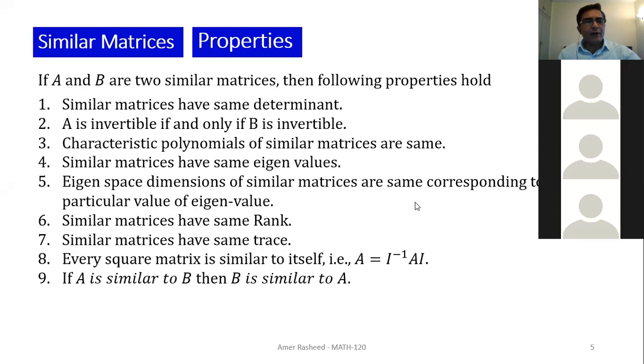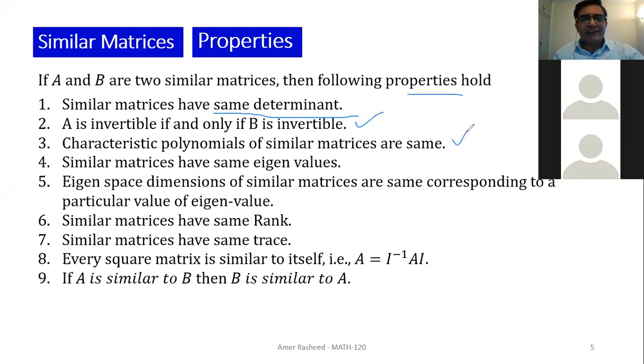There are other properties which similar matrices have in common. For example, if we have two matrices A and B which are similar, then the following properties hold. Similar matrices have same determinant, which we have proved on the previous slide. Second, matrix A is invertible if and only if B is invertible. What does it mean? If A is invertible, then its similar matrix B must be invertible. If B is invertible, then A is invertible.